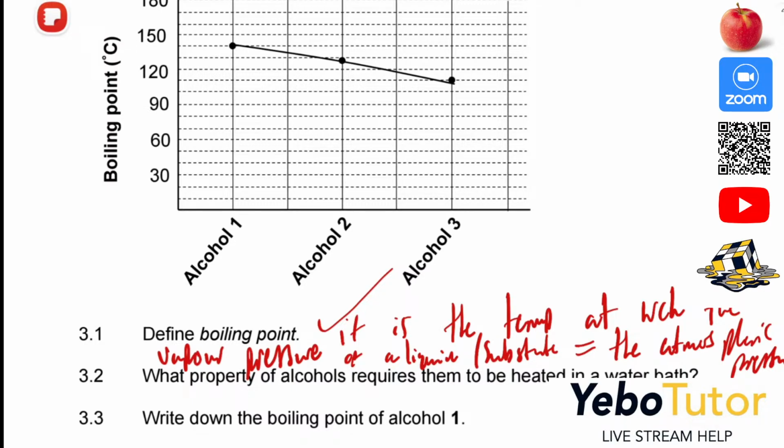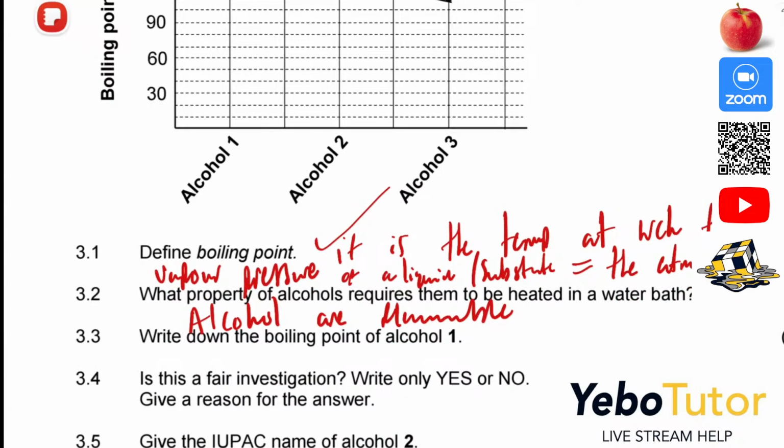Those are the two few marks which you can get. What property of alcohols requires them to be heated in a water bath? Of course, they are so flammable, guys. We know that they are so flammable. So you can just say alcohols are flammable. Okay, don't worry about that. They are all flammable. That's why they have to be heated in a water bath.